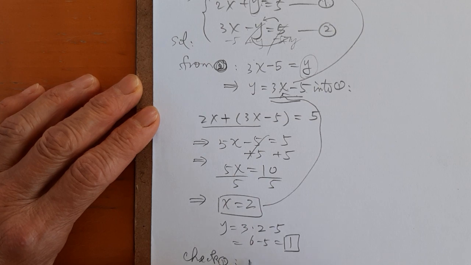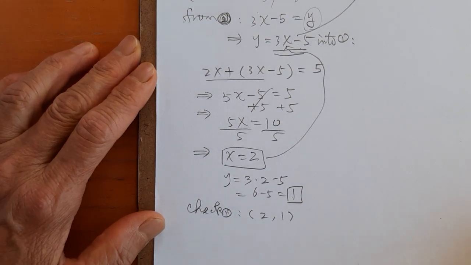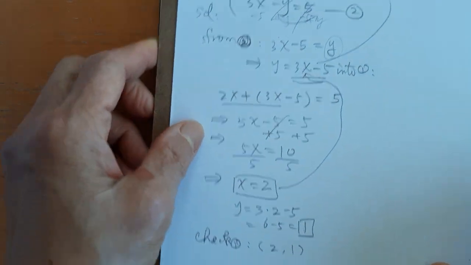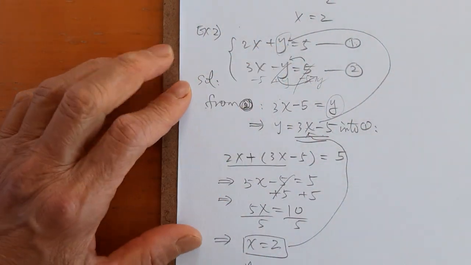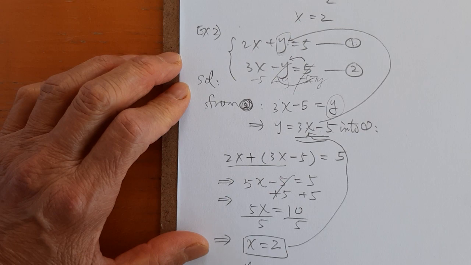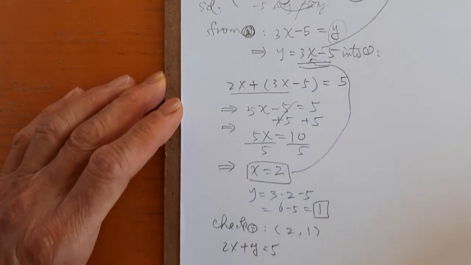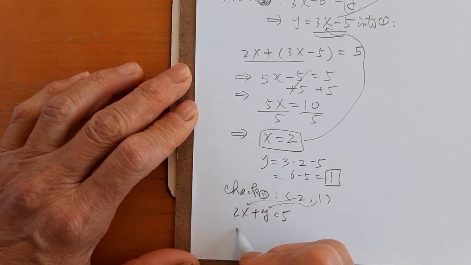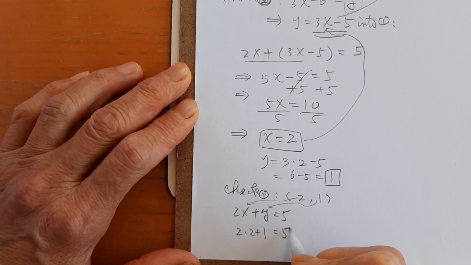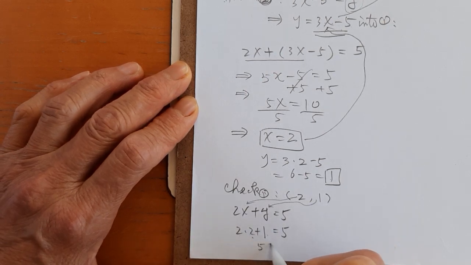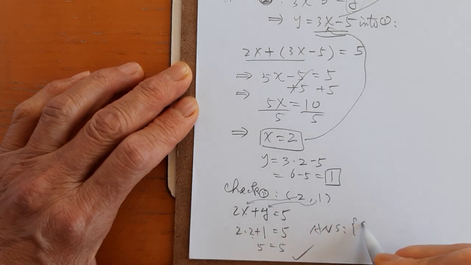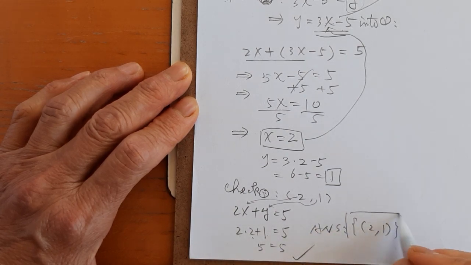You check with the first equation. Check the first equation. The x coordinate is 2, the y coordinate is 1. Plug it into the first equation. The first equation is 2x plus y equal 5. And check it. So x is 2, plug in. Y use 1, plug in. 2 times 2 plus 1 equal 5. And 2 times 2 is 4, add 1 is 5. 5 equal 5. It's checked. So then you answer the solution is the point 2, 1.